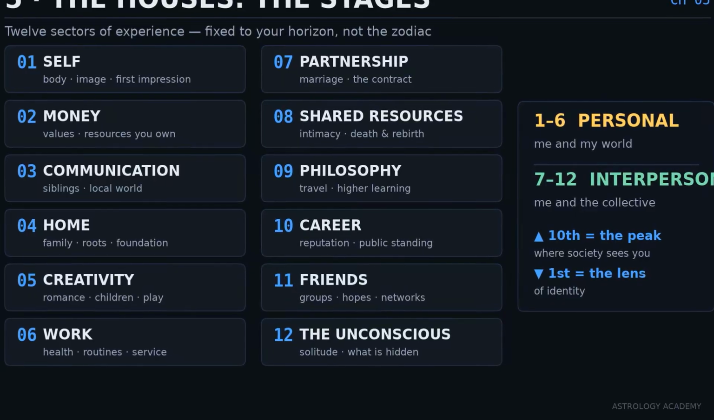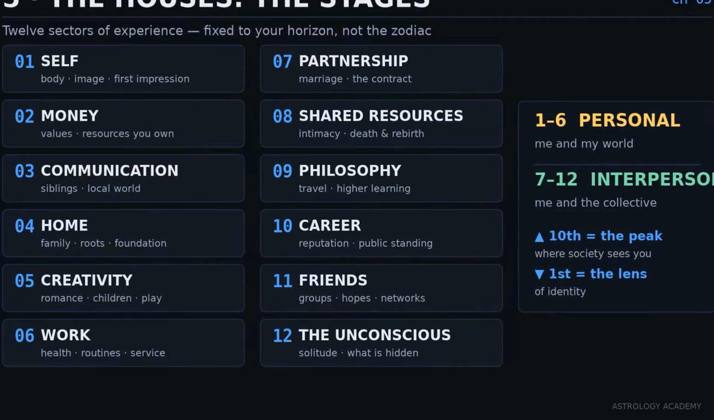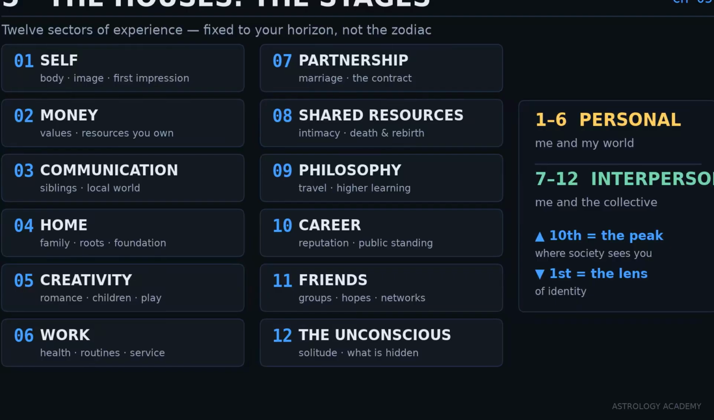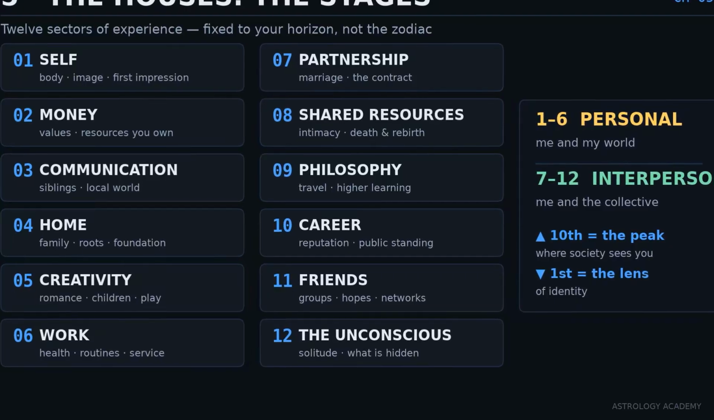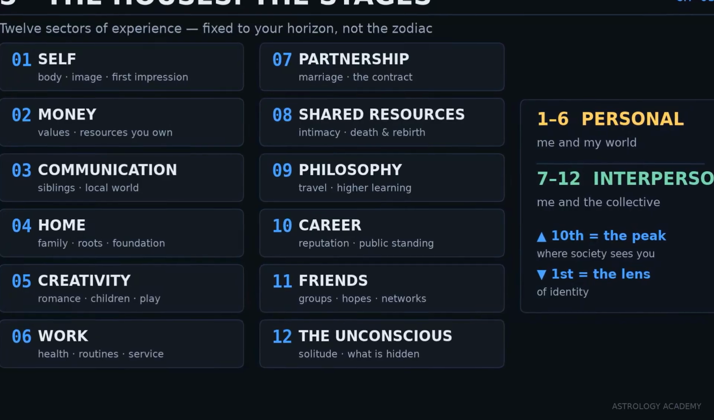Notice the structure. The first 6 houses are personal, me and my world. The last 6 are interpersonal, me and the collective. The first house is the lens of identity, the 10th is the peak of the sky, where society sees you.